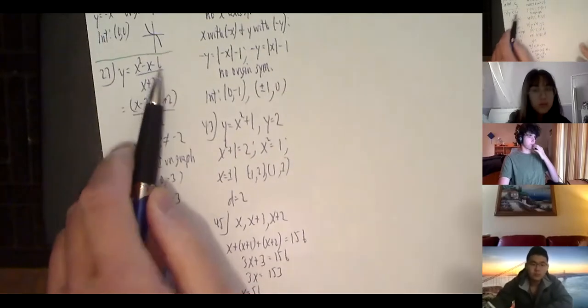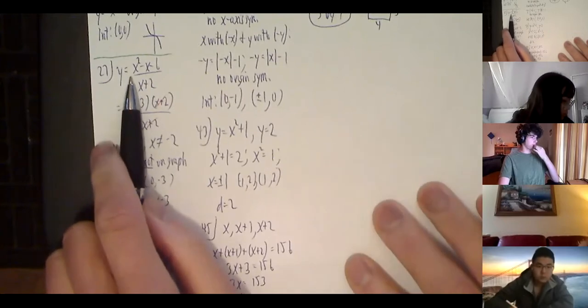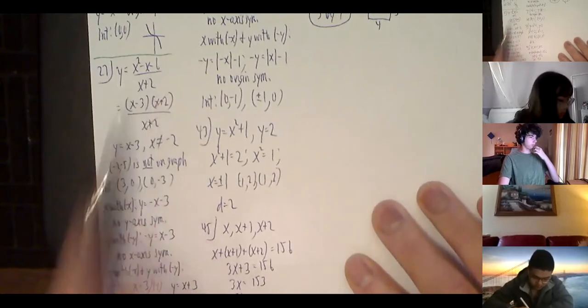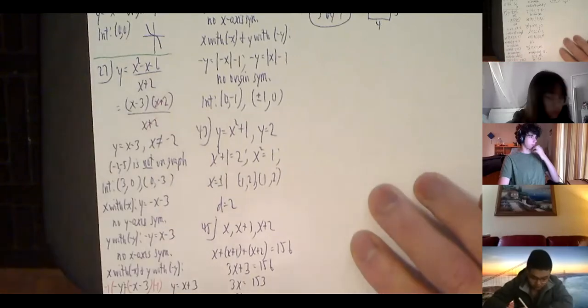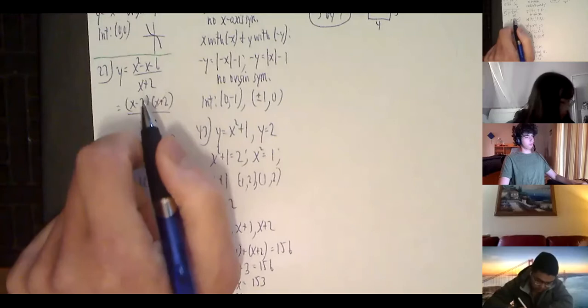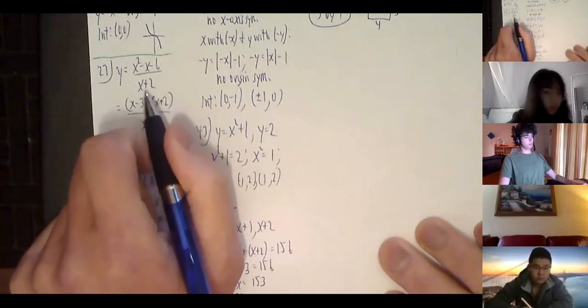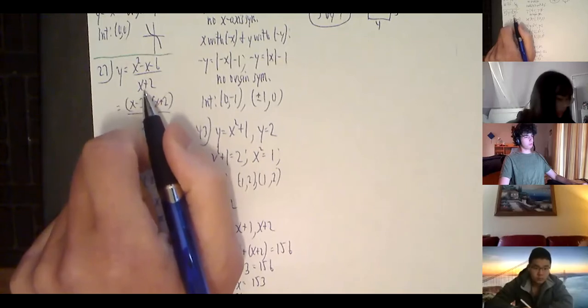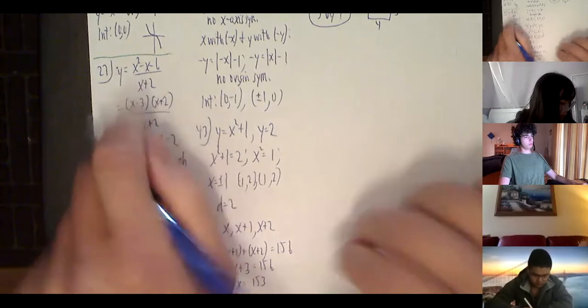Okay. So 27, here was the original problem. Y equals x squared minus x minus 6 over x plus 2. You may notice right away for the domain, x is not allowed to be -2, right? -2 is not allowed here. But the top actually factors.